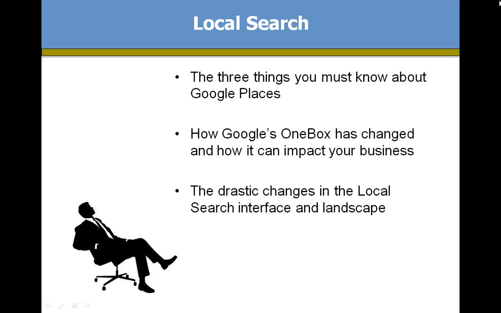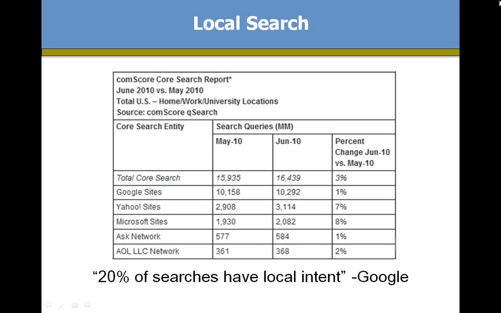Let's go ahead and go to the next slide here. Before we get into those things, I just want to talk a little bit about the local search landscape, where things are at right now. You can see on this chart, this is from ComScore's search report that measures the number of search queries every month across the major search engines out there. So in June, there were about 16,439,000,000 searches across all the major search engines. And of course, Google is taking the biggest majority of that with just over 10 billion searches.